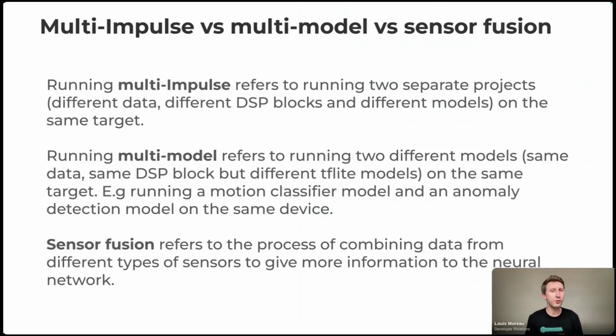Running multi-impulse refers to running two separate projects, so two completely different projects, with different data, different DSP, different models, on the same target. So how to merge two projects together in the exported C++ library or in the exported package. Running multimodal refers to running two different models, so same data, same DSP, but two different models on the same target. For example, if you run a motion classifier and you add on top an anomaly detection on the same device. And sensor fusion refers to the process of combining different data from different types of sensors to give more information to the neural network.